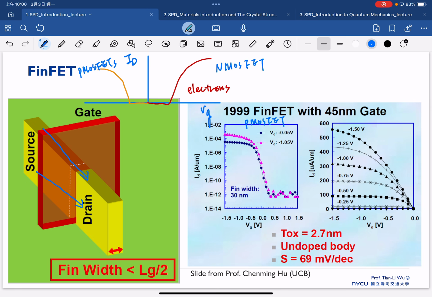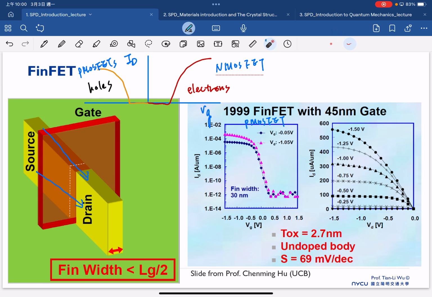And the main conducting carrier for the P MOSFET is holes. And with the combination of the N MOSFET and P MOSFET, finally we can realize the CMOS, which is an important block for the logic operation. So we will talk about that later.